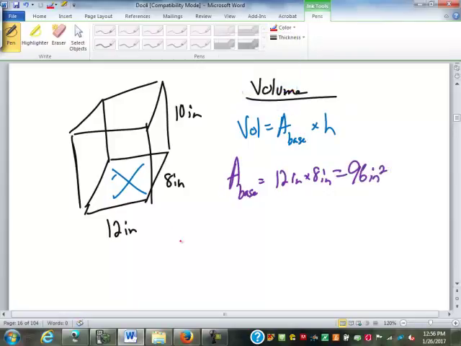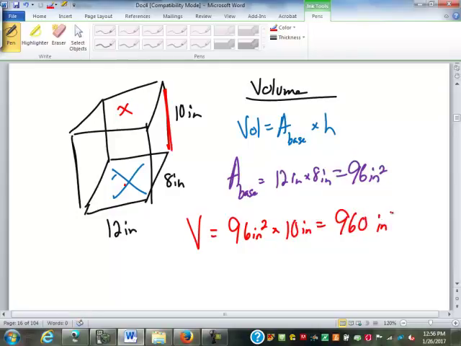So my volume, the area of that base, what's the height? 10. The base always has another base on the opposite side in most of our objects. The height is the distance between bases. That's 10 inches. This is 960 inches cubed.